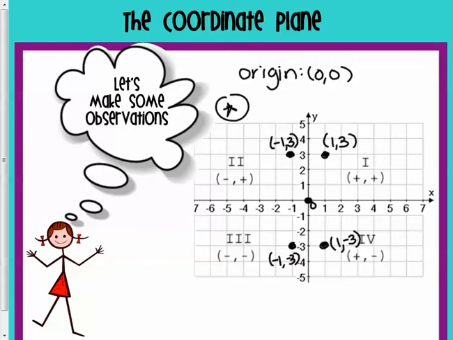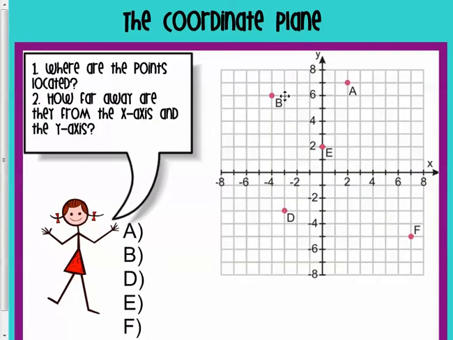Okay, so now let's practice locating some points. We've got A, B, I'm missing a C, D, E, and F. Okay, I'm going to label right here C. Okay, so I also want to know what C is. Where are the points located, and how far away from the x-axis and the y-axis are they?